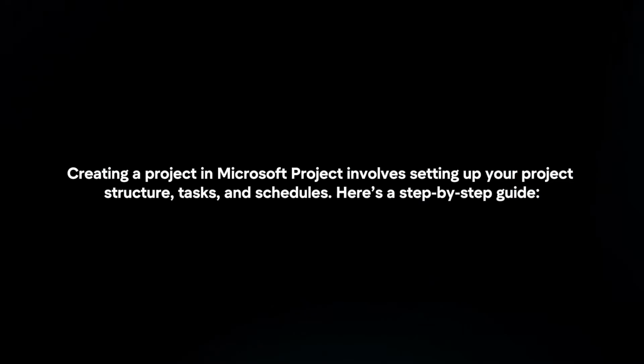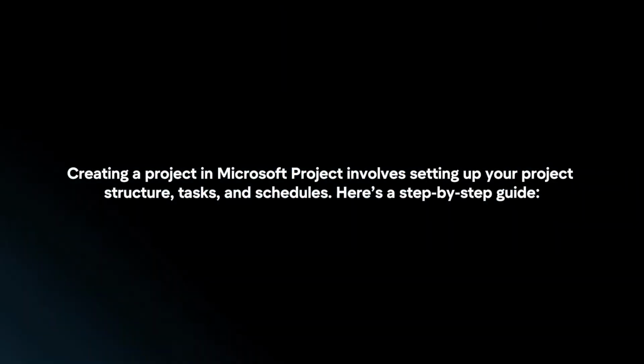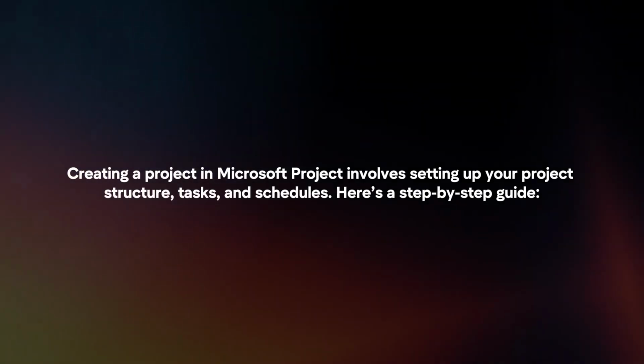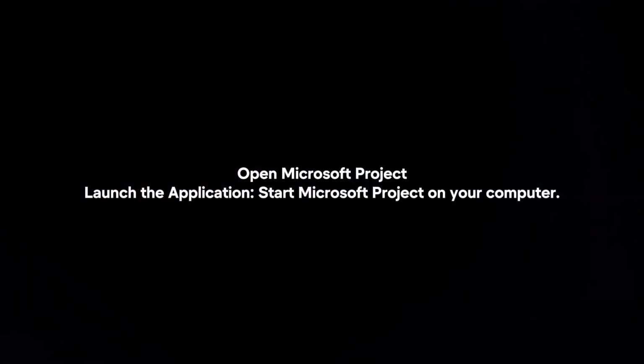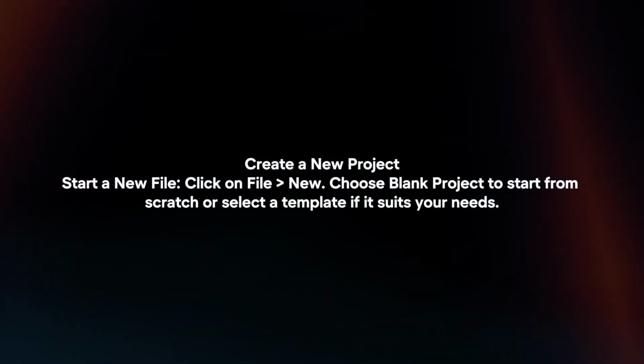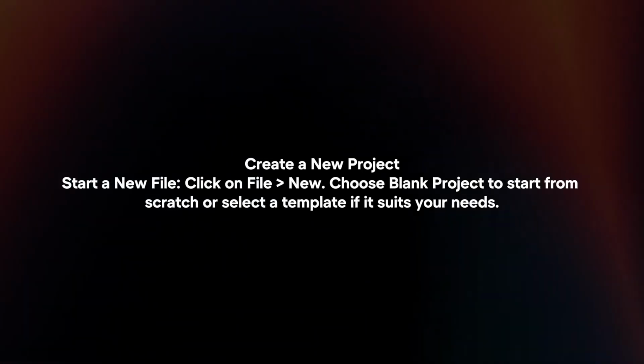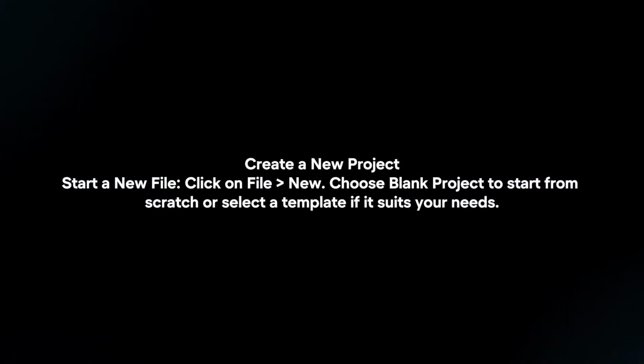Creating a project in Microsoft Project involves setting up your project structure, tasks, and schedules. Here's a step-by-step guide. Open Microsoft Project. Launch the application. Start Microsoft Project on your computer. Create a new project. Start a new file. Click on File, New. Choose Blank Project to start from scratch or select a template if it suits your needs.